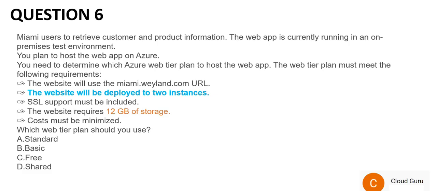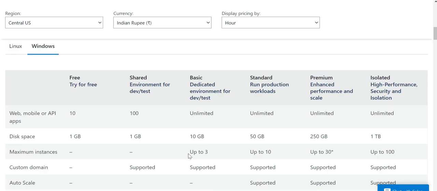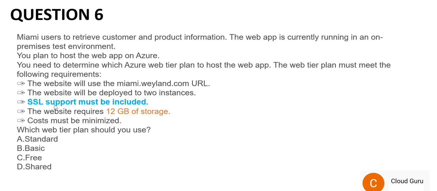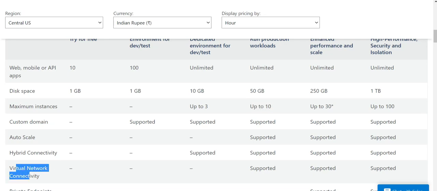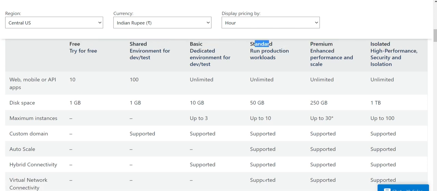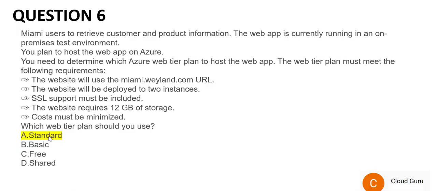Now the other important thing is this blue stuff, which says that this has to be deployed on 2 instances. If you see this, there are up to 3 instances here, and this could have suited a cost-effective solution, but then it would not suit this 10 GB. So that's why we have to go with this 50 GB and up to 10 instances. Now the other stuff we see in blue is that SSL support must be included. If we see this, virtual network connectivity covers the SSL support. So the standard one works here as well, it is supported. Hence we would lock this answer and move forward.